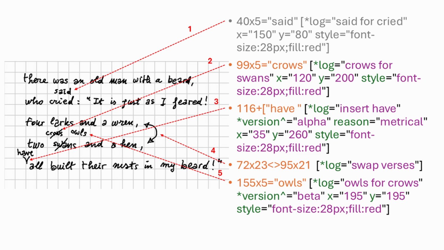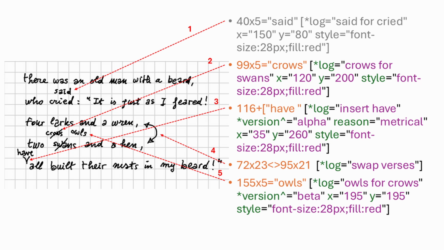Again, we have a non-textual annotation, an arrow, implying a swap operation for two verses. Many of the operations have some visuals beyond their text, like the strokes on top of replaced text. Some have none, like for said, some have both, like for swans, with both a stroke and a new text on top of it. Some are purely graphical, like this arrow. Finally, the last operation is yet another replacement. The word owls replaces crows.